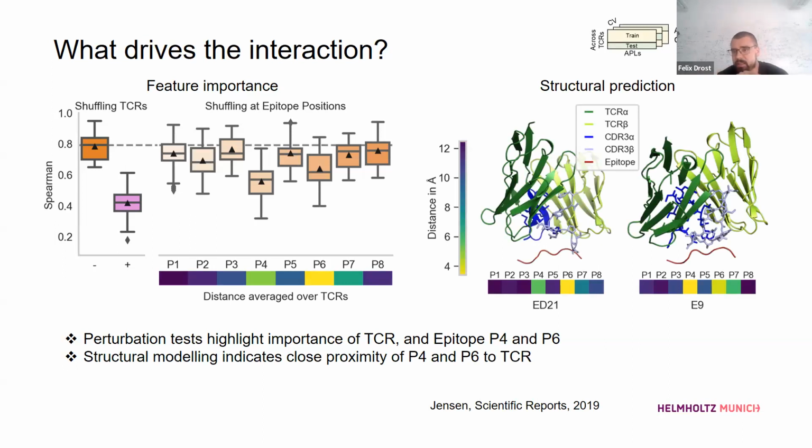And then measured the distances between the epitope positions and the closest residue in the TCR, and observed that positions 4 and 6 are actually in very close proximity to the T-cell receptor, and therefore it makes sense that these positions influence binding to a large degree. Other positions, like position 8, for example, that are reported in literature to be anchor positions, where the epitope is fixed within the MHC, showed quite low importance for the prediction, because naturally this is not a site where the TCR interacts with the epitope.